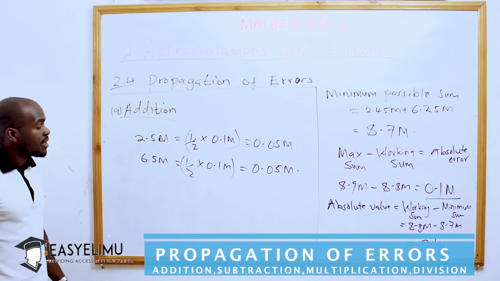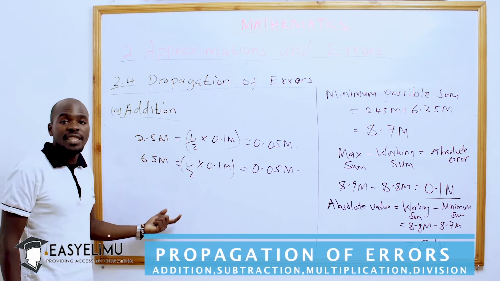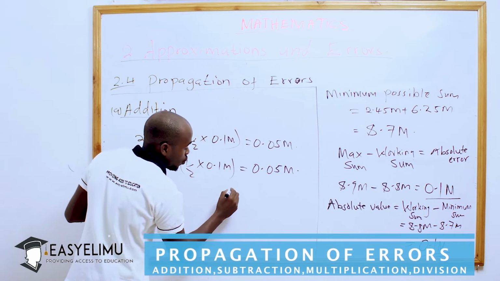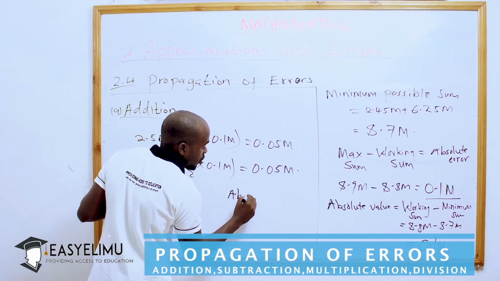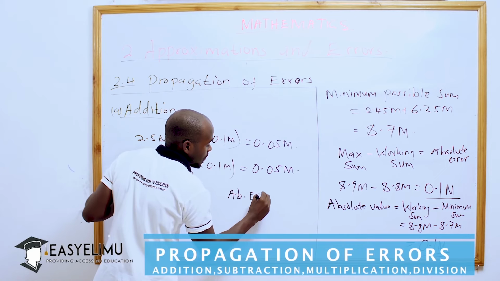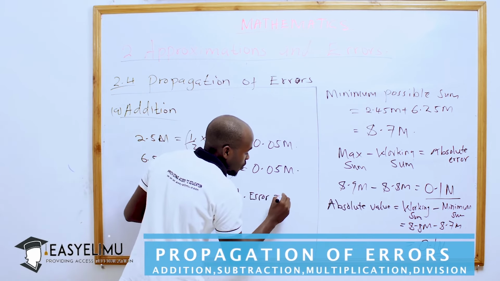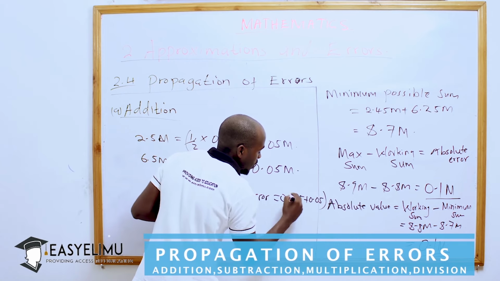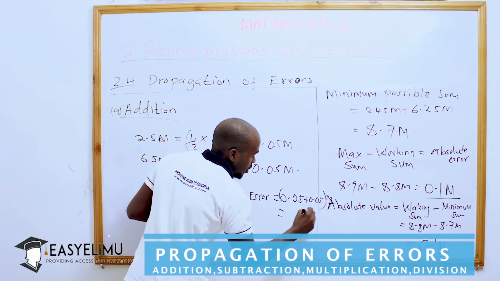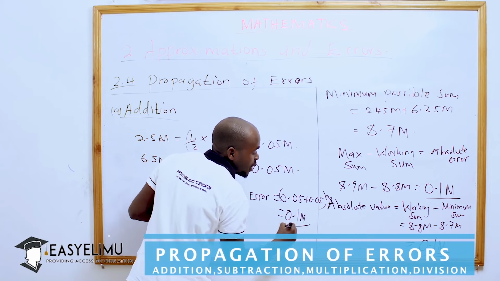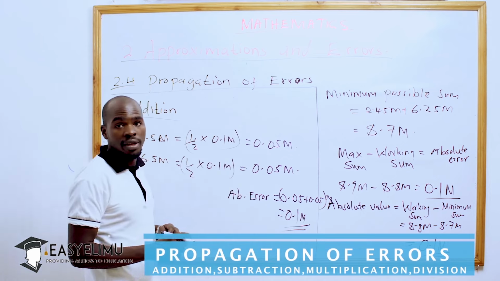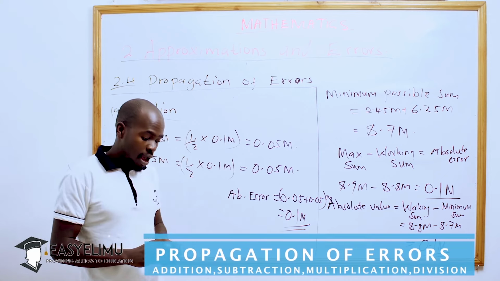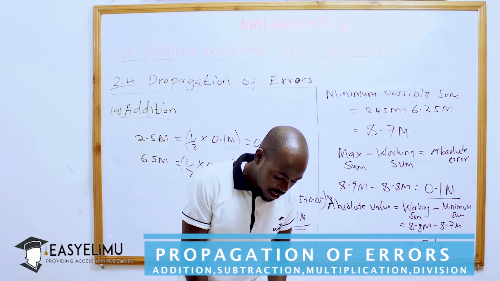So, meaning that if you need to find the absolute error in the sum, you will now take the sum of the two absolute errors, which is 0.05 plus 0.05, and this one is going to give us 0.1 meter, which is found in either way. So we have seen this is just a simpler way of finding the error, and we can use another way.